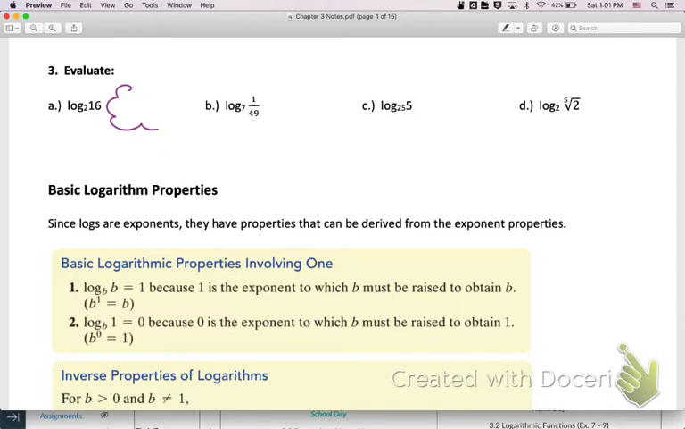So the part that we kind of think in our head is 2 to some power has to equal 16.